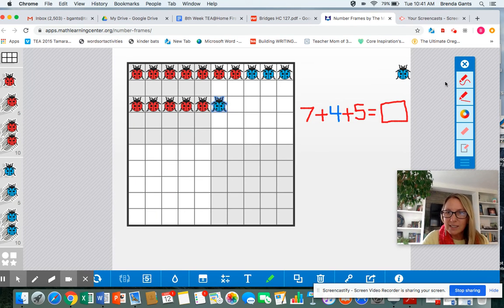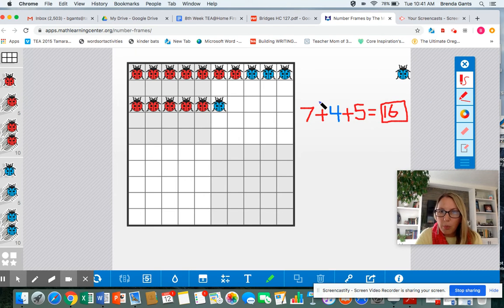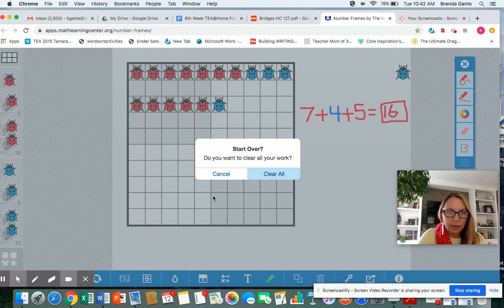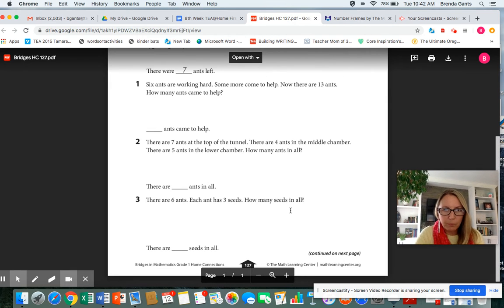10 and a 6 is a lot quicker for me to solve because I know that a 10 and a 6 is 16. Okay, so this was our equation. We had 3 add-ins. We had to add 7 plus 4 more, plus 5 more for that. We're going to clear that guy, and we're going to look at this one.